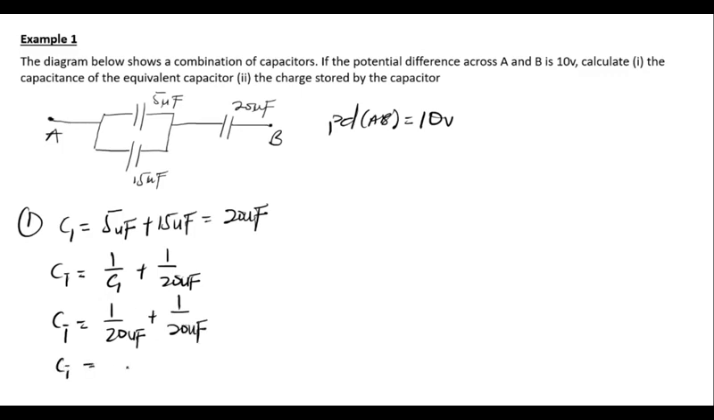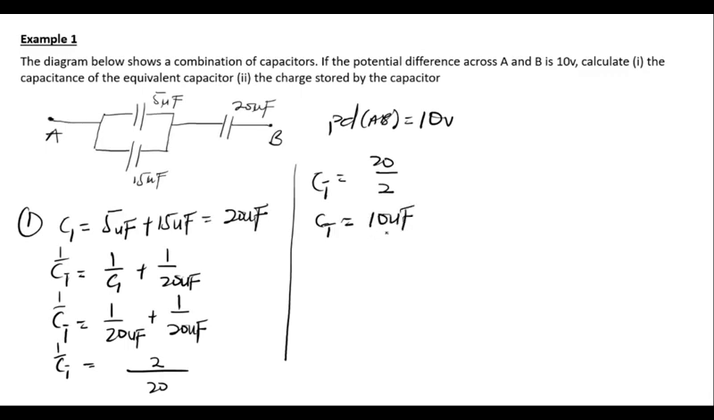This is equal to, this is 20, and then this will be 2. So it means our total capacitance, CT, will be equal to the inverse. This is 1 over this, 1 over this, 1 over this, so this will be the inverse of this. So we have 20 divided by 2 to get the C total, which is now equal to 10 microfarad. Now the 10 microfarad can be rewritten as 10 times 10 raised to the power minus 6 farad. Let's take note of that.